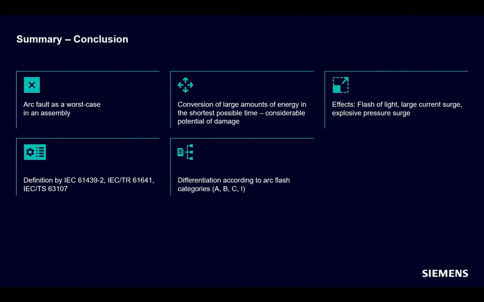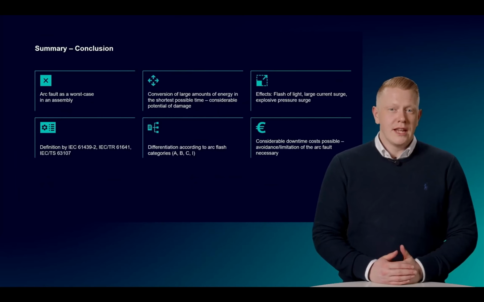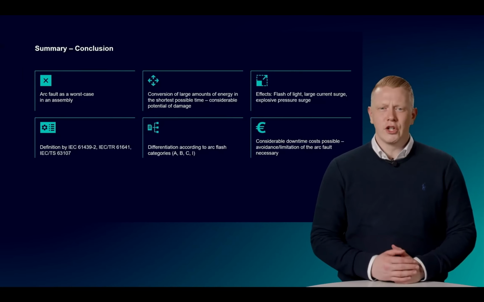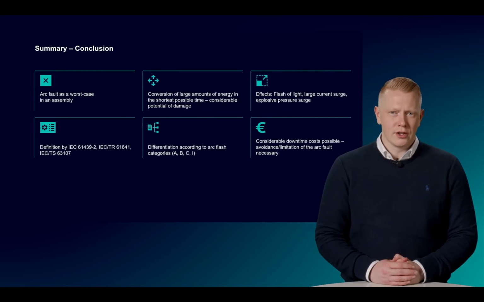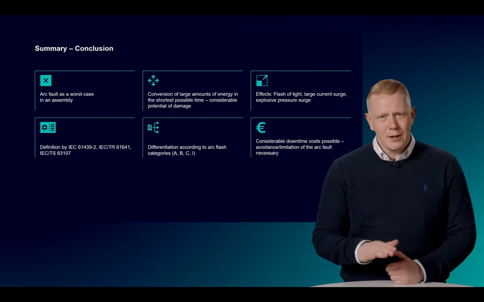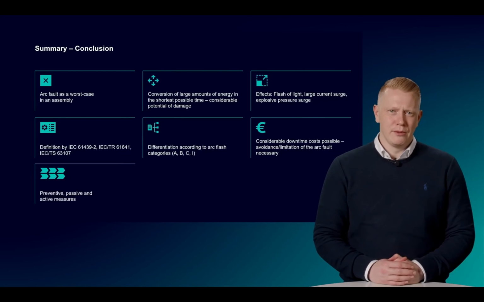An arc fault is inevitably accompanied by an outage of the system as well as downstream processes. The resulting downtime costs can quickly reach a financially sensitive area, leading to further additional costs. Therefore, it is important to avoid arc faults and their consequential costs, or to minimize them as much as possible.